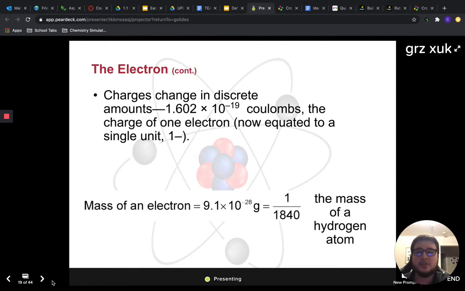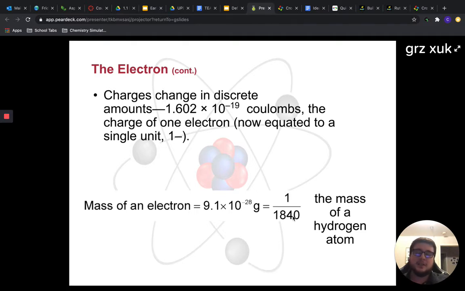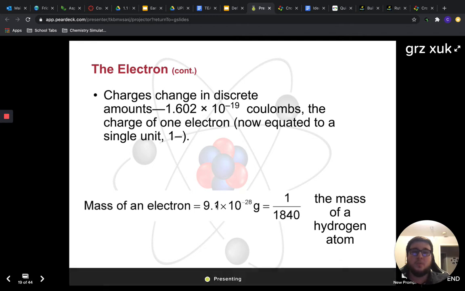And then he also was able to figure out that the mass of an electron is this very small mass, 9.1 times 10 to the minus 28 grams. So remember, scientific notation, move that decimal to the left 28 times, and you have 0.27091. Okay? That's how many grams an electron is. It's about 1,840 times smaller than the mass of a hydrogen atom. So a hydrogen atom is the lightest atom, and electrons are 1,840 times lighter than those.